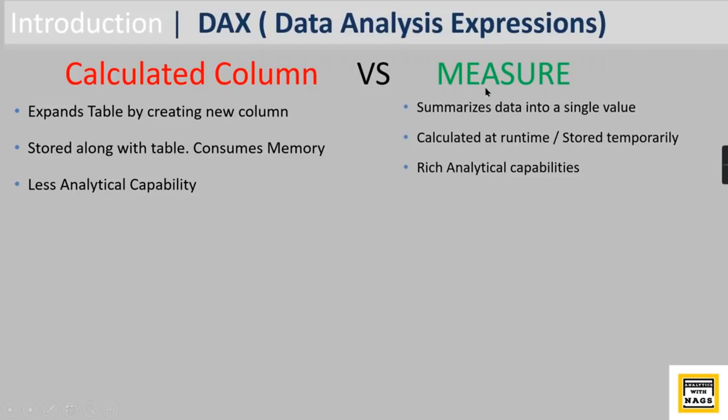Whereas a measure, when you create it, summarizes data into a single value. So it's a numerical value. Usually measures will be created on top of numerical values. What are numerical values? Like quantity, sales amount, your unit price, your discount price, right? These are some of your numerical quantities. For that you will create a measure. What it does is summarize, right? Summarization can be anything: sum, max, min, average. And it will give you a single result.